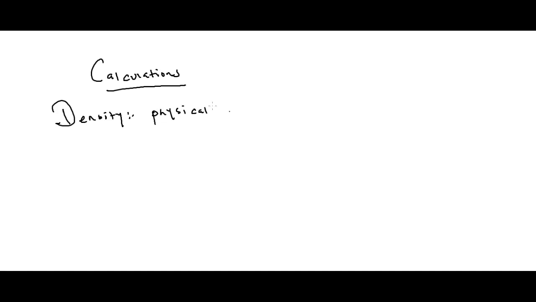So the next thing is we're going to use some of the calculations in chemistry. Once we learned about significant figures, let's do some calculations. One of the things that we do in chemistry is to identify density. Density is one of the physical properties, by the way. It's a physical property.